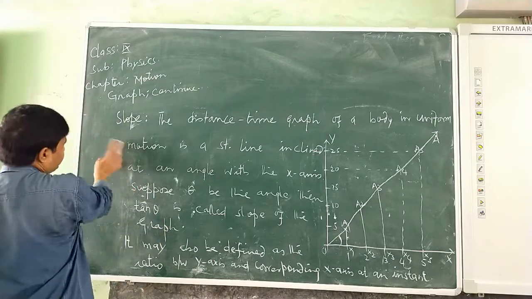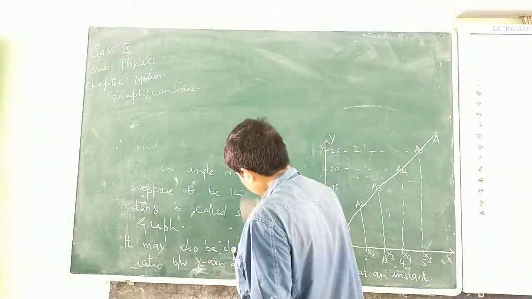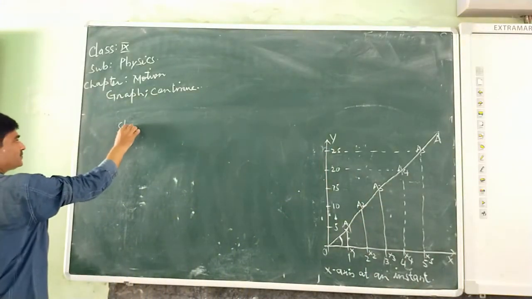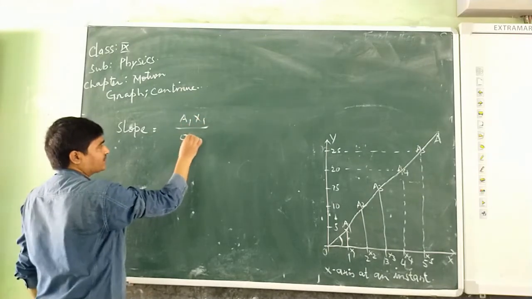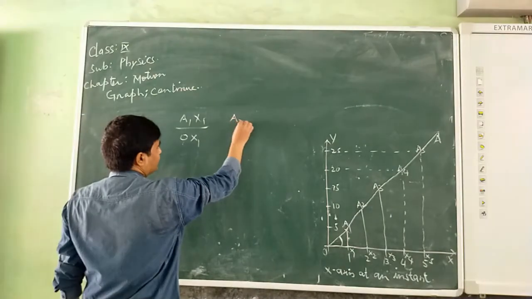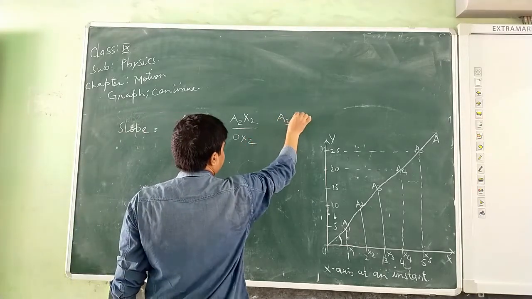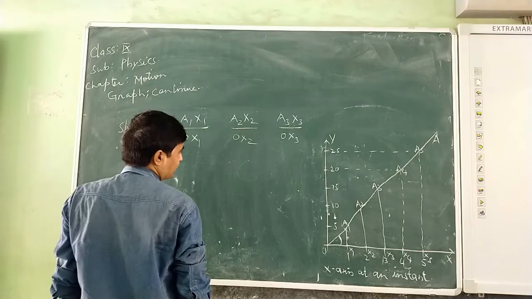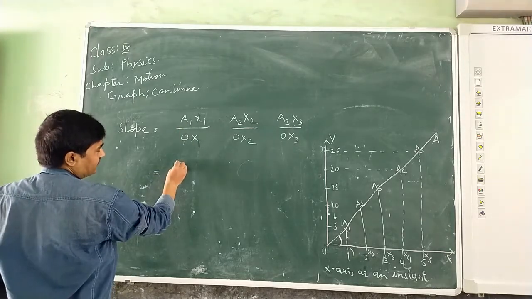Hence, according to the definition of slope, slope equals A1x1 by OX1, A2x2 by OX2, A3x3 by OX3, and so on, A4x4 by OX4, A5x5 by OX5, and these are equal to A1x1, how much?